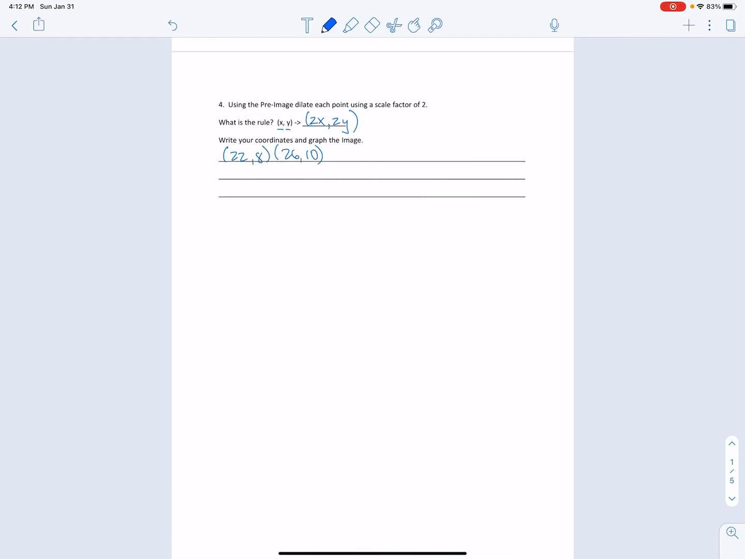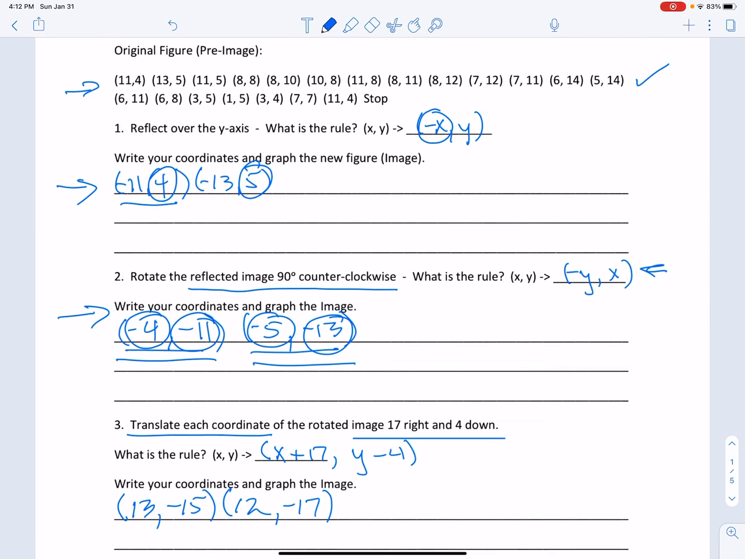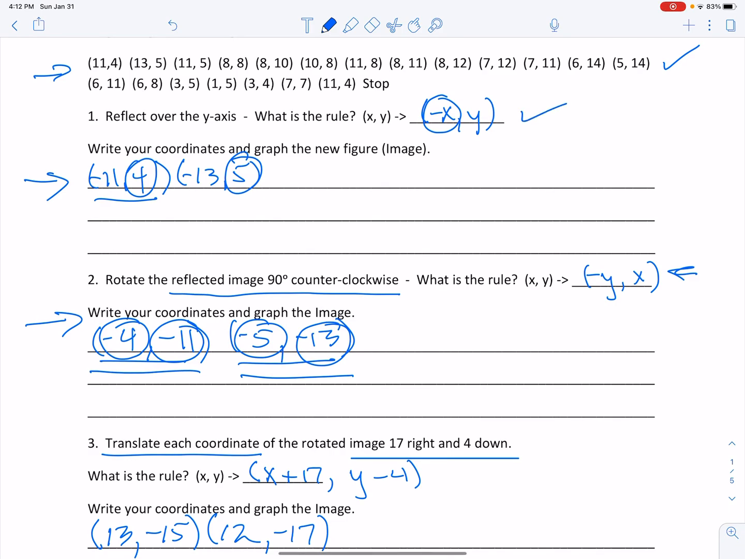Can you use the algebraic representation to create the new coordinates of our shape? That's what I want you to do on this particular activity. So good luck. I think you'll find this quite an interesting activity.